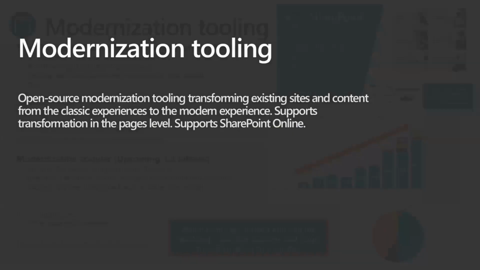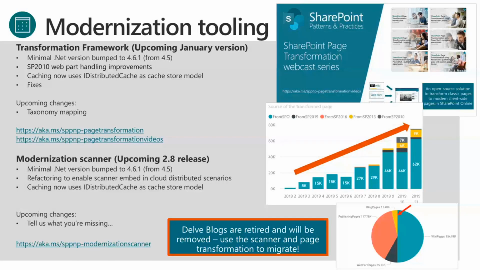Moving on to the modernization side of the house. Modernization, yep. All right, so next one in January, we'll have .NET version bump, but then we also have updated SharePoint 2010 support for web part handling, especially V3 web parts, so like XsltListView web parts, for example. They didn't fully work in SP 2010. That should be fixed now.